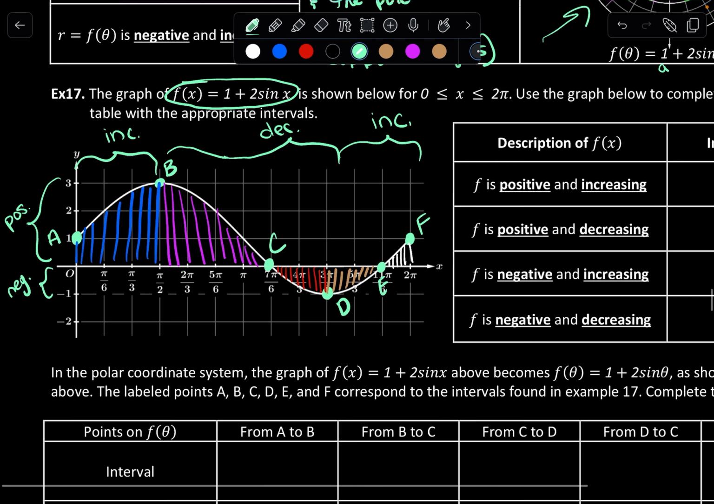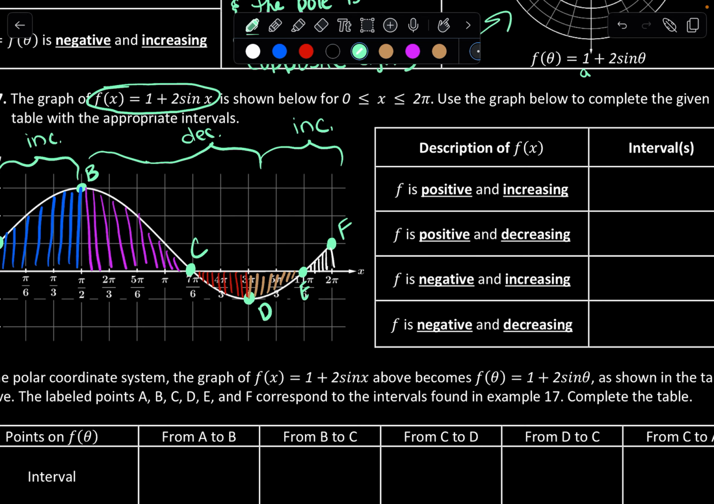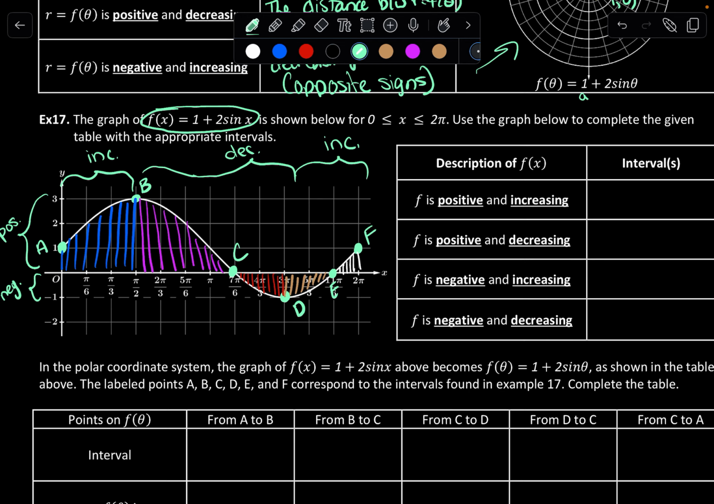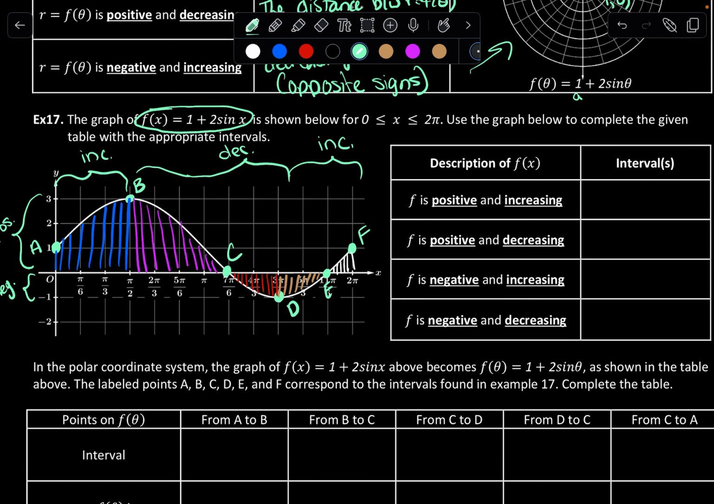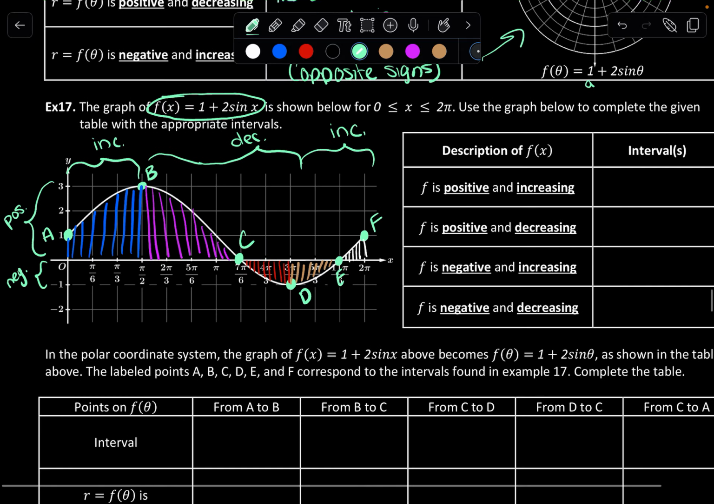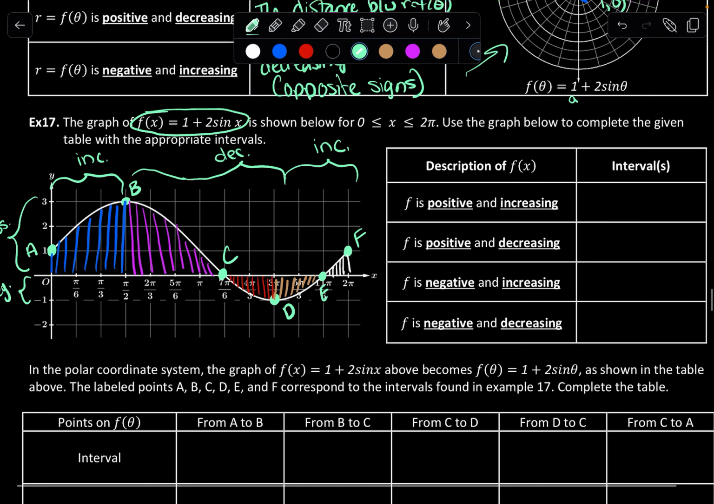All right, so description of f of x, and we're going to use the intervals. F is positive and increasing. We're going to use the points that we had. We can see that from A to B, f is positive and increasing. So we'll say A to B. Now there is another section where it's positive and increasing from E to F, that very last part. So E to F.